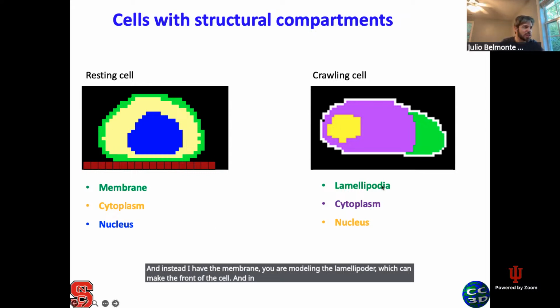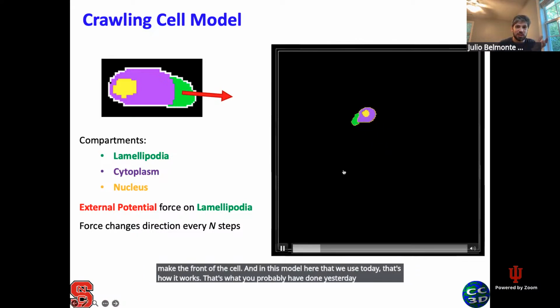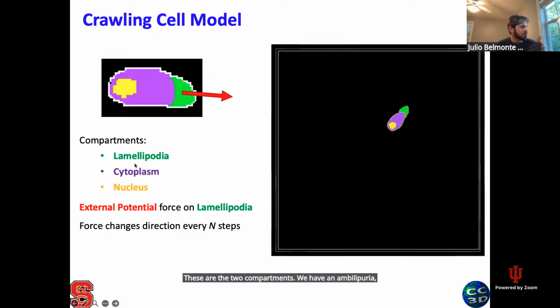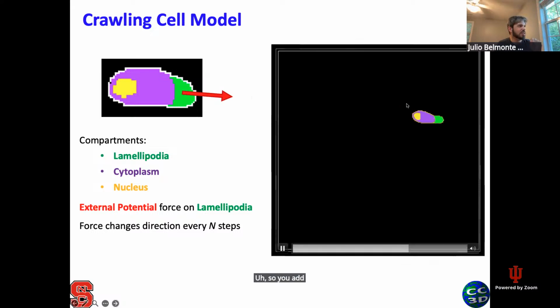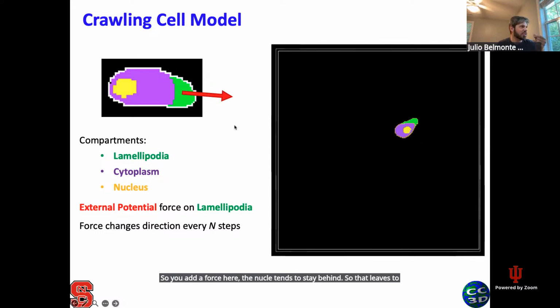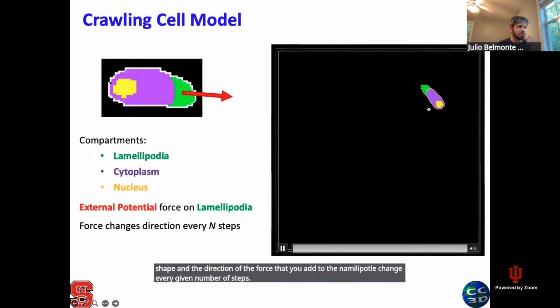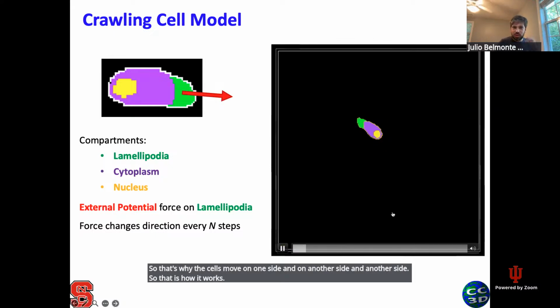And in this model that's being used today, that's how it works. That's what you probably did yesterday, or at least downloaded the simulation to play with it. These are the three compartments: a lamellipodium, a cytoplasm, and a nucleus. The way the cells move is that you add an external potential force on the lamellipodium, along the direction between the nucleus and the lamellipodium. You add a force there, and the nucleus tends to stay behind. That leads to this shape, and the direction of the force you add to the lamellipodium changes every given number of steps. That's why the cells move to one side, then another, and another. So that is how it works. You have already seen this before, okay?